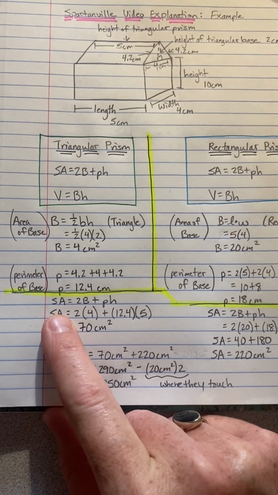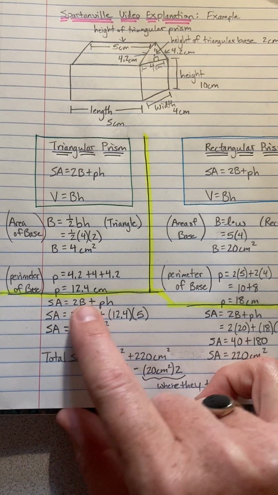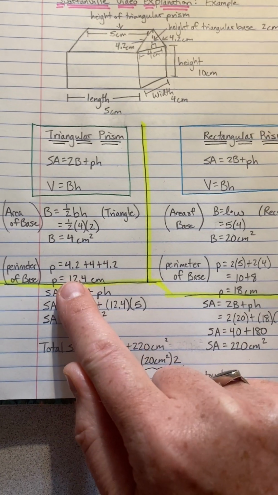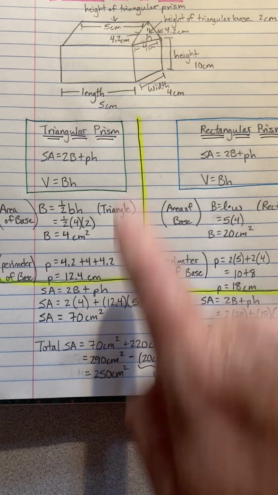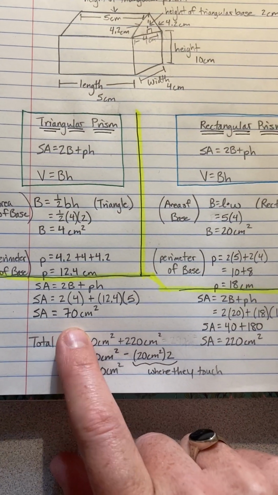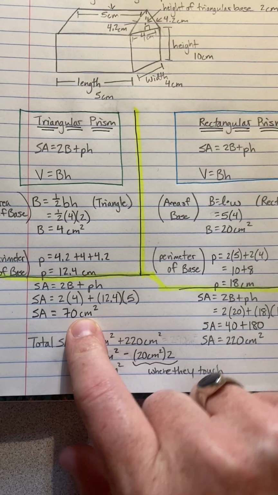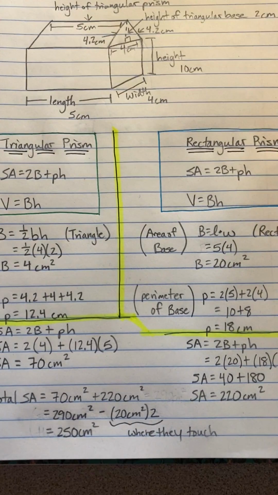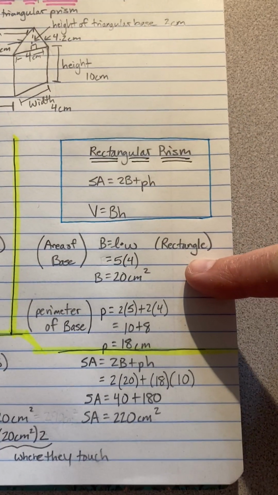So for the surface area, I put all that together, and I have 2 times the area of the base, which was 4, plus the perimeter of the base, which was 12.4, times the height of the prism, which is the 5. And so the surface area would be 70 square centimeters for the triangular prism, which makes up the roof of the house.